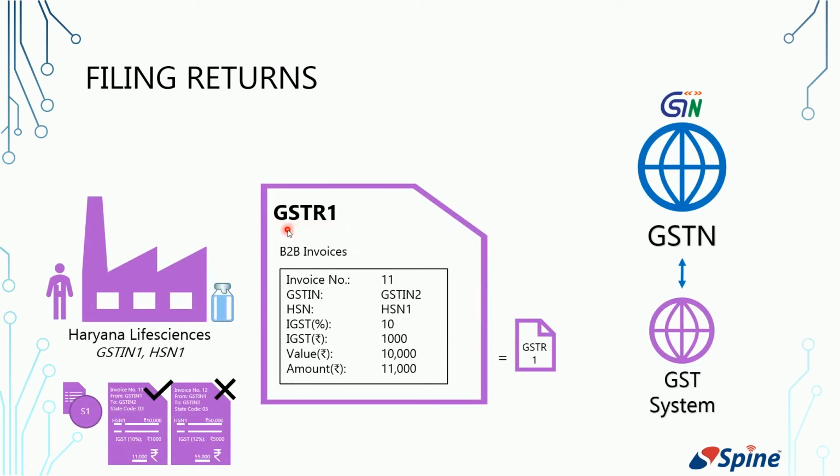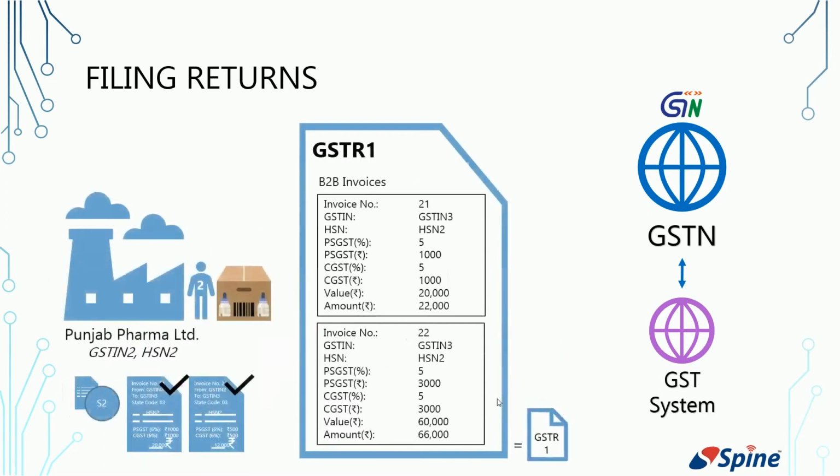Since Haryana Life Sciences had sent two invoices to Punjab Pharma, it should enter the details of those two invoices in the GSTR1. Let's take a case where Haryana forgets to enter the details of invoice number 12. Since it entered only one invoice, the submitted outward supply of Haryana becomes 11,000 rupees, instead of 66,000 rupees. And let us consider that Punjab Pharma correctly enters both the invoices in its GSTR1. So, the outward supply listed for Punjab Pharma stays 88,000 rupees.